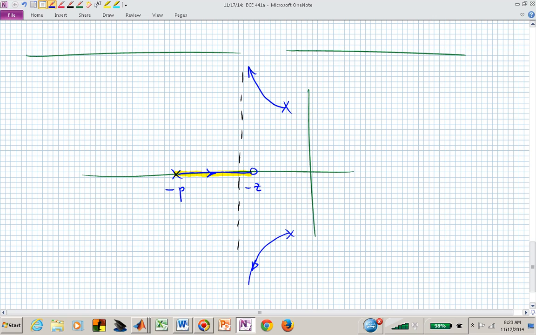Depending on where I put my gain, or select a gain, I am going to have these as complex conjugate pairs, and that third pole is going to be approaching that zero.